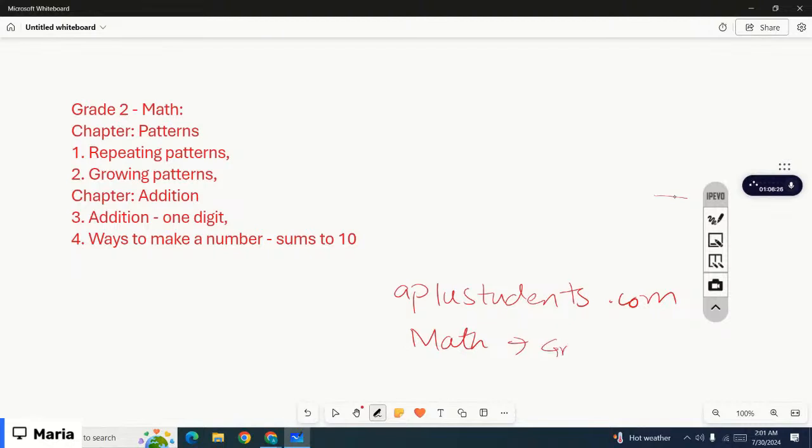Scroll down to grade 2 math and then click on view all lessons. There you can find a list of the chapters. We're going to start with the chapter patterns. The lessons we're going to cover today are repeating patterns and growing patterns.